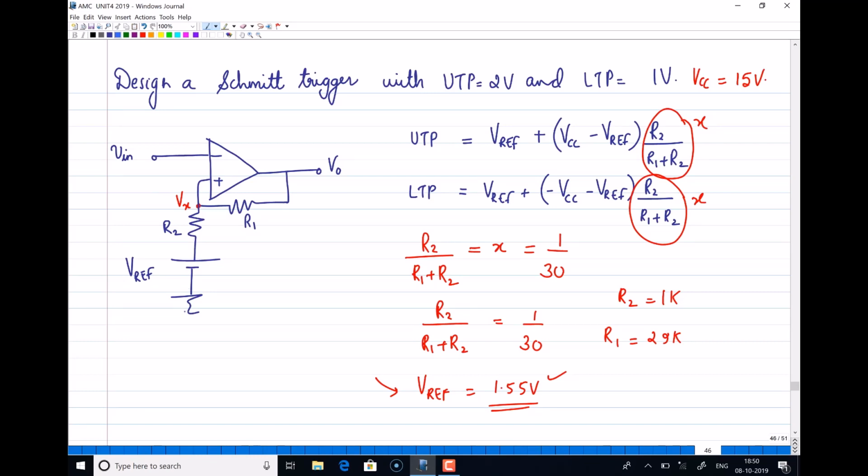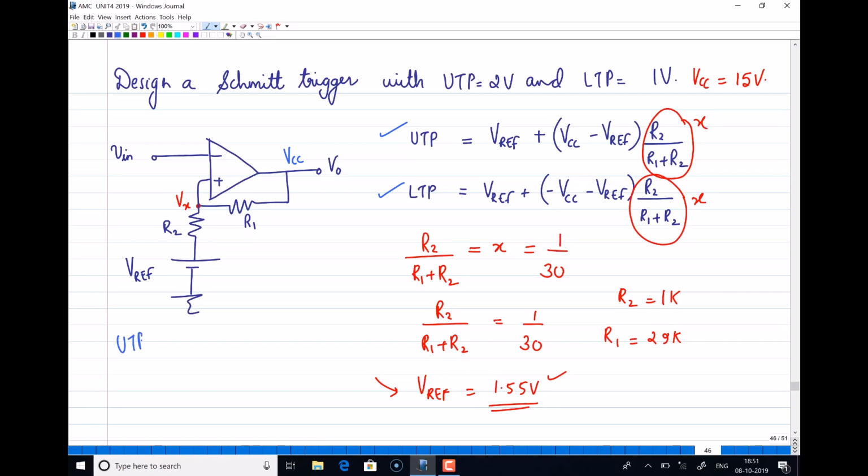So the very basic circuit with the positive feedback, but the end of R2 is not connected to ground. We will be adding a reference voltage there, and the corresponding equations of UTP and LTP are this. Upper threshold point is Vref plus (VCC minus Vref) into R2 by R1 plus R2, and LTP voltage is this. So in order to solve this, you should know these expressions for UTP and LTP. To solve this, let me consider R2 by R1 plus R2 as X.